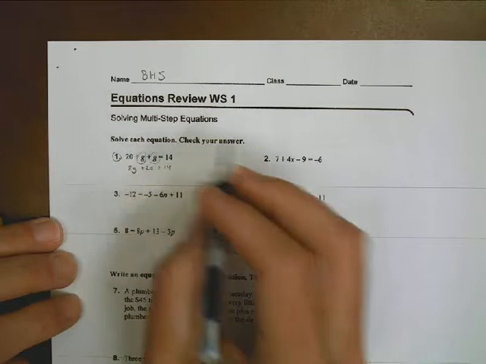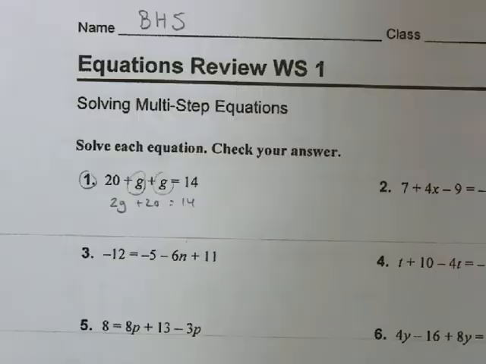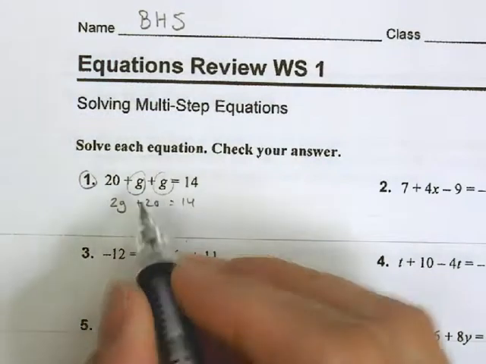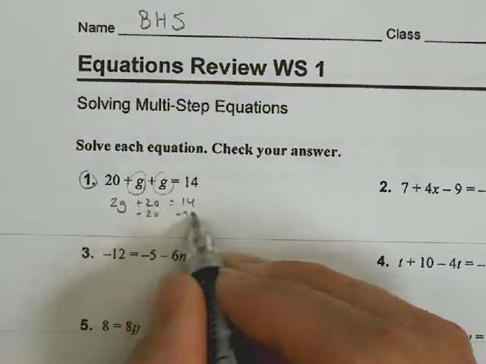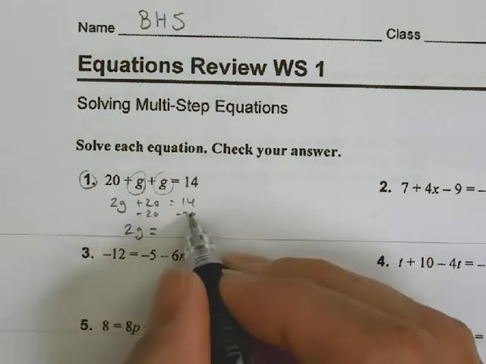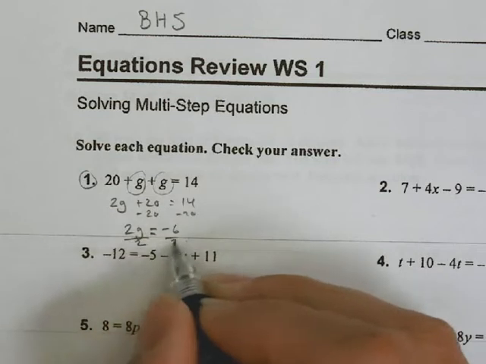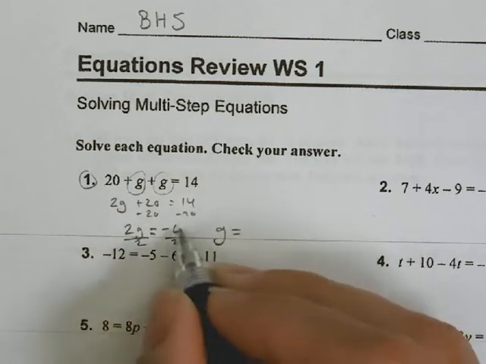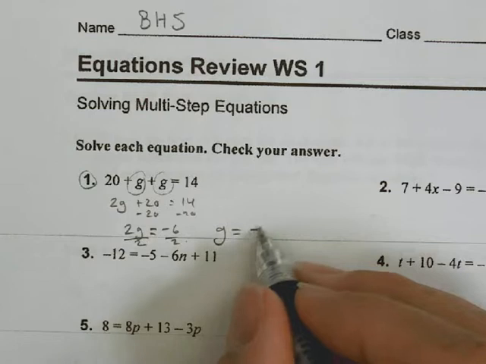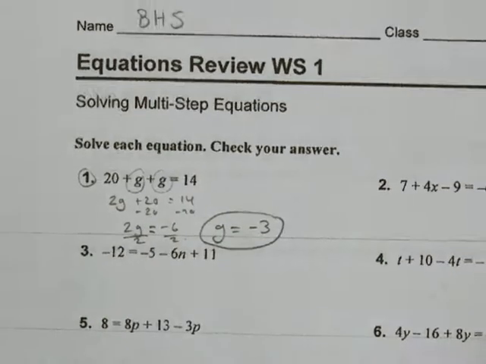I want to get the whole number over here to its own side so that we have things grouped together. So I'll subtract 20 from both sides, which gives me 2g equals 14 minus 20, which is a negative 6. Divide both sides by 2, and g is going to equal negative 6 divided by 2, which is a negative 3 for number 1.